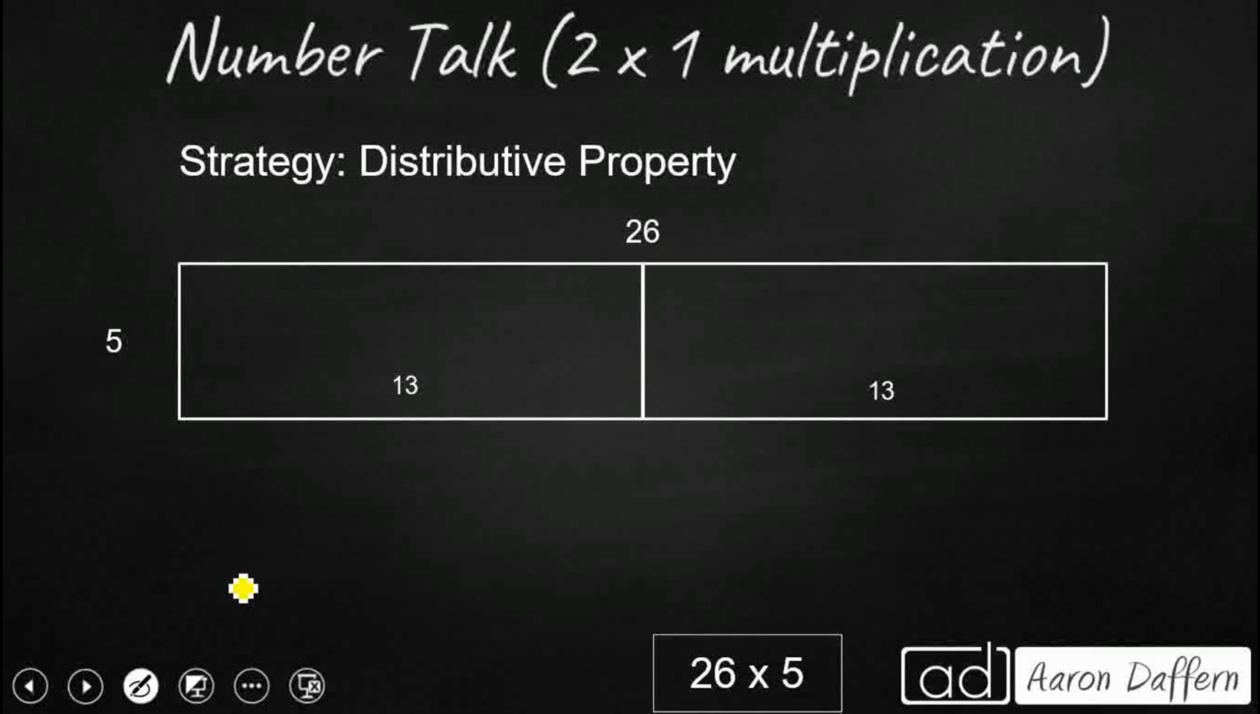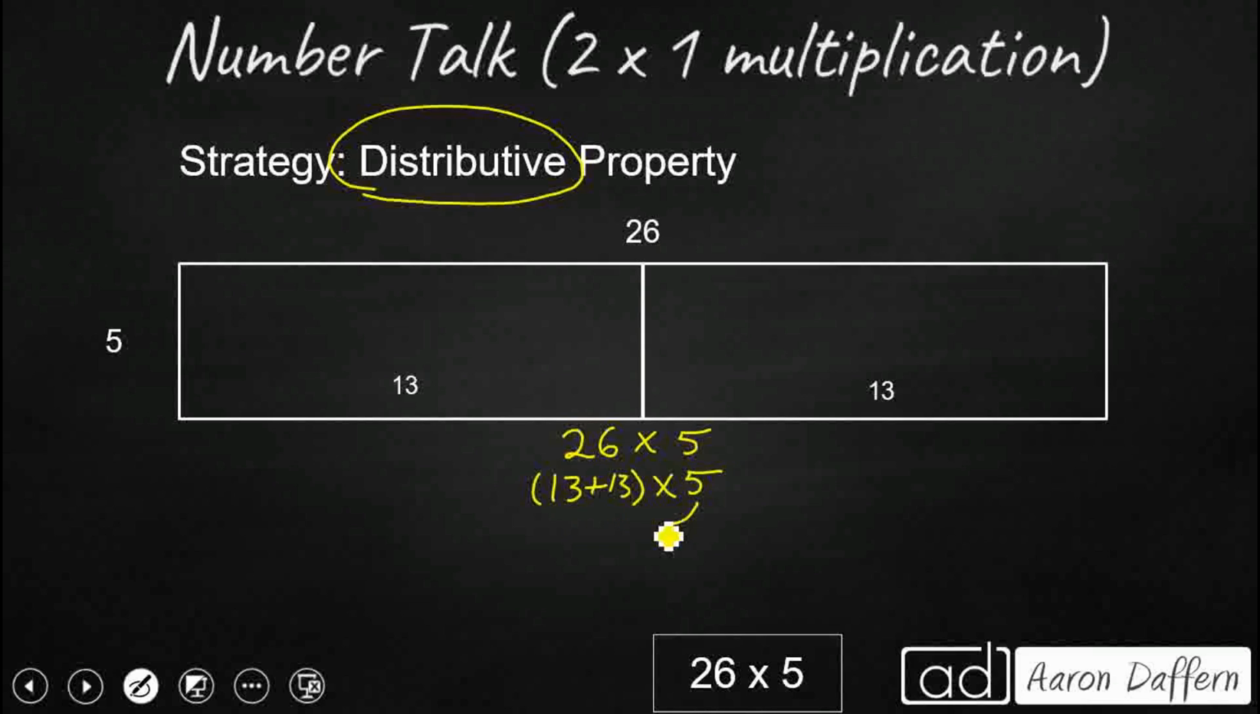Well, we could have taken this 26 times 5 and we could have used the distributive property. This lets us break apart one of our factors. In this case, we're going to take our 26, and you notice we cut it in half. 13 plus 13. And so what we're going to do is we're going to take this other factor. We're still going to multiply it, but we're going to multiply it by both of those add-ins to get us partial products. So instead of 26 times 5, which is kind of big, we're going to do 13 times 5.